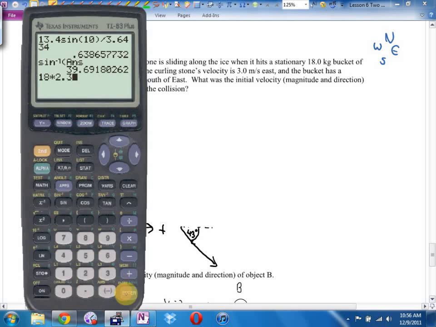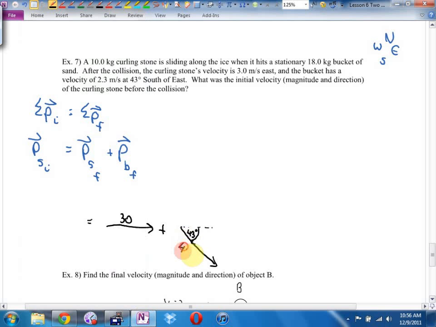But I can tell you what this looks like. How would I add these together, Bree? Draw them. Okay. As a picture, this is going to look like this. 30. 41.3. What's the resultant here look like? That's momentum of the first. What did I call it? I used the letter S, didn't I? Momentum of the stone initial. Which, if I go back here, means it must have looked like this.